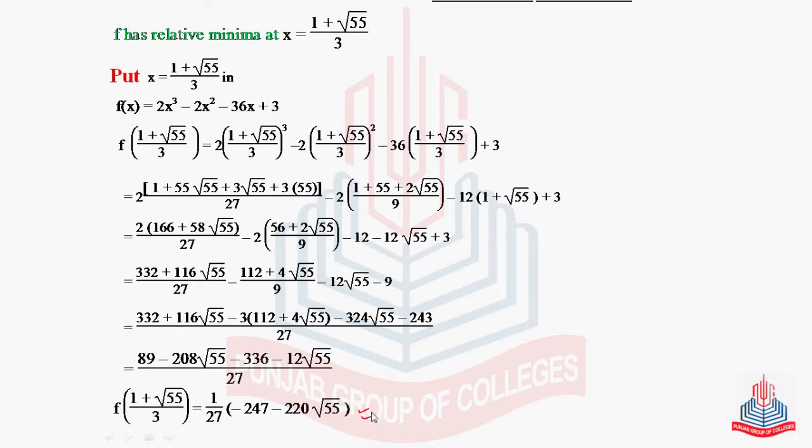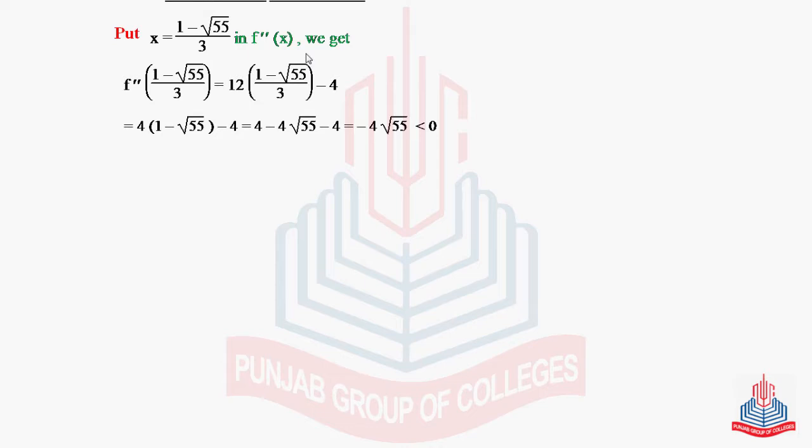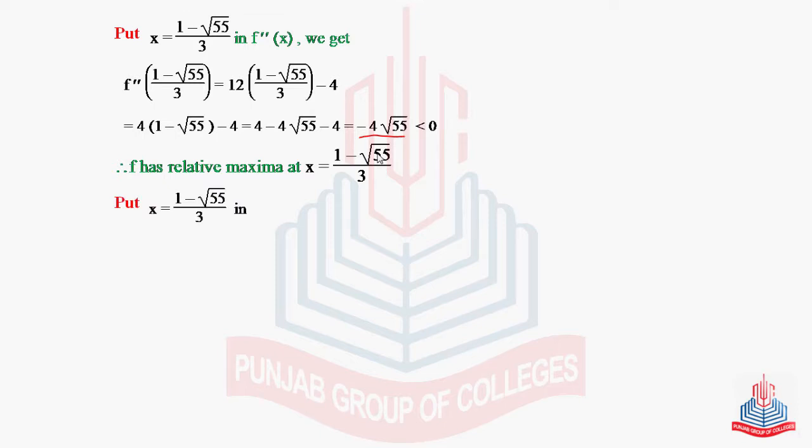Now we will check the second value, which is 1 minus square root 55 divided by 3 in the second derivative, and by simplifying that returns a value of minus 4 square root 55, which is a negative value less than 0. So the given function has relative maxima at x is equal to 1 minus square root 55 divided by 3, and to find the maximum value we put x is equal to 1 minus square root 55 divided by 3 in our given function.